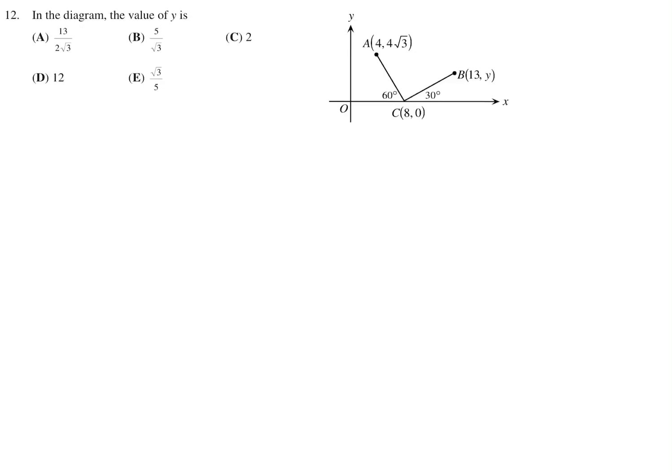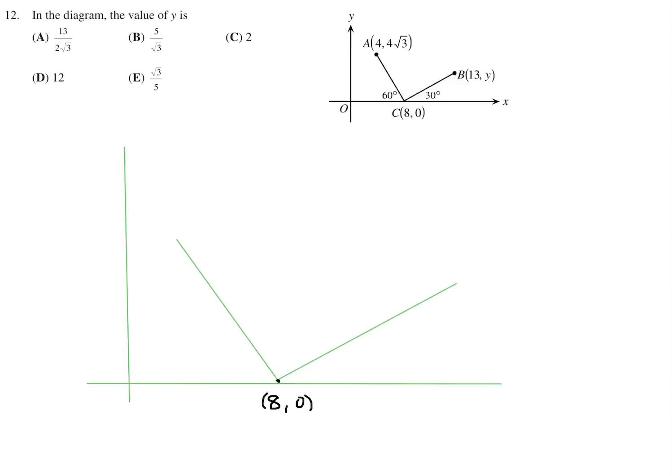In the diagram, the value of y is. All right, let's draw this a little bit bigger. All right, let's start filling in the information. So this point here is (8, 0). And this point here is (13, y), like that. So that means that if we would drop a perpendicular down here, this is 13 on the x-axis. So therefore, from here to here is 13 minus 8, which would be 5, the length.